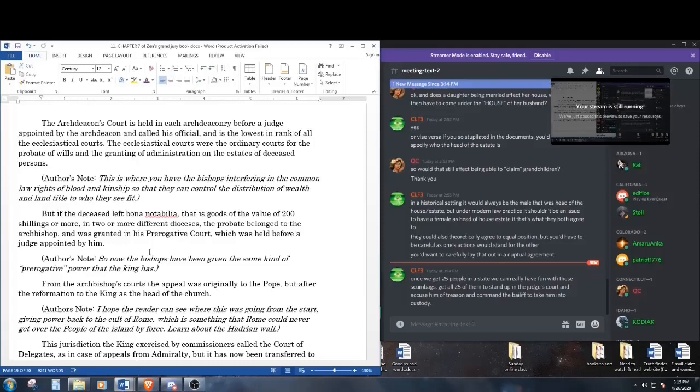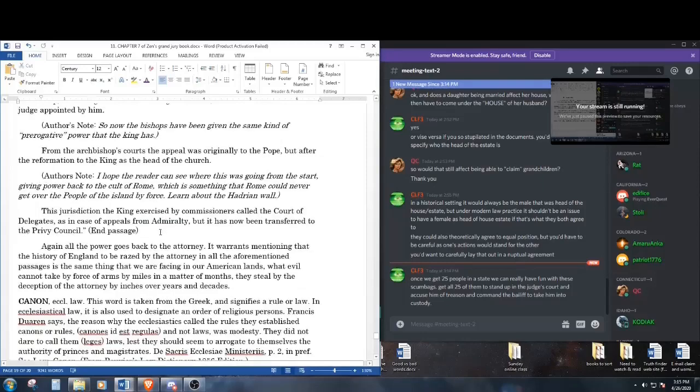From the archbishop's courts, the appeal was originally to the pope, but after the Reformation, to the king as the head of the church. This is where you get into the whole back and forth with the Reformation and the Counter-Reformation of the people and Luther saying, to hell with the cult of Rome, to hell with the Pope, and where you get the Church of England being established.